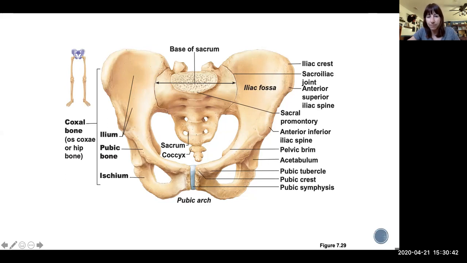You've got the sacroiliac joint. I'm not sure if that's even mentioned in this lab. I do not believe that it is, so don't worry about it.